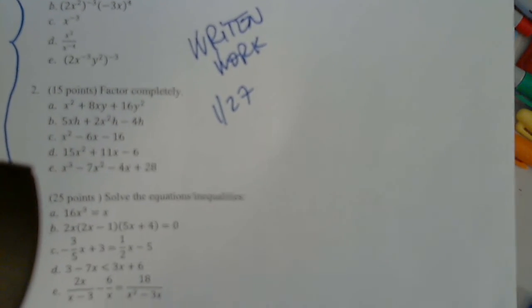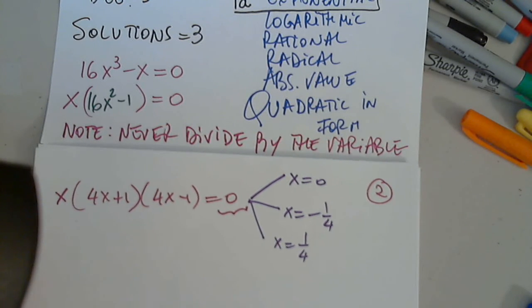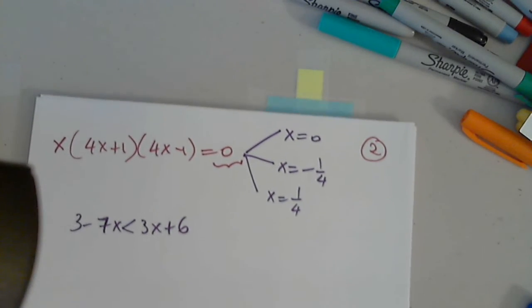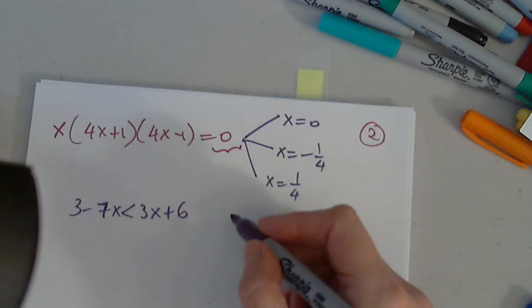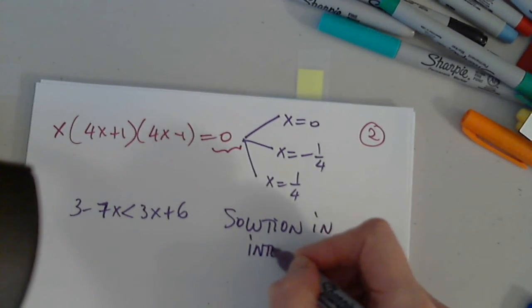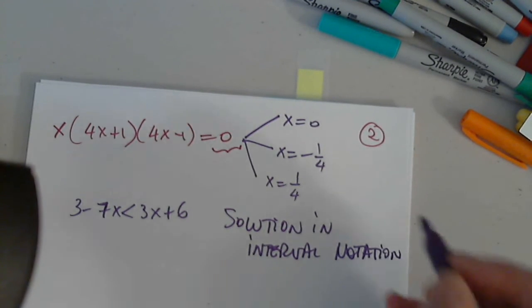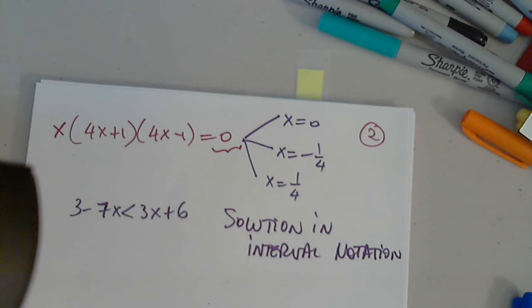Could we do the inequality, D? Okay, so let's do D. So 3 minus 7x less than or equal to 3x plus 6. So this is an inequality. For inequalities, solutions must be presented in interval notation. Solution in interval notation. Okay?